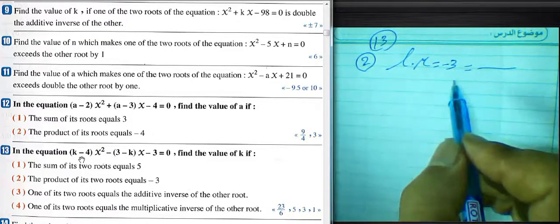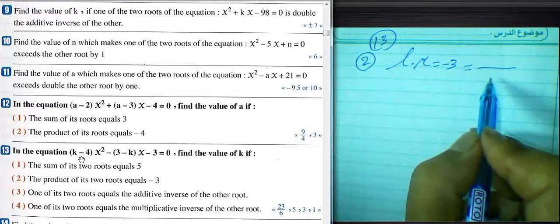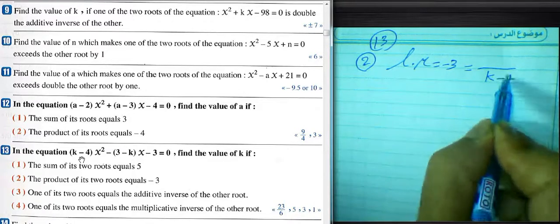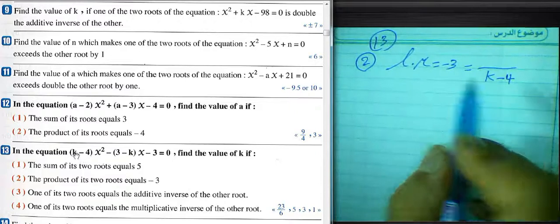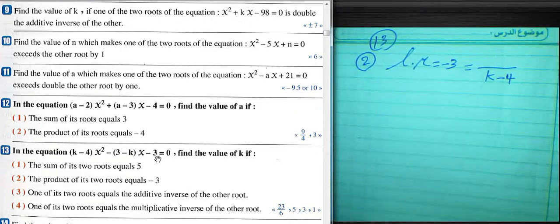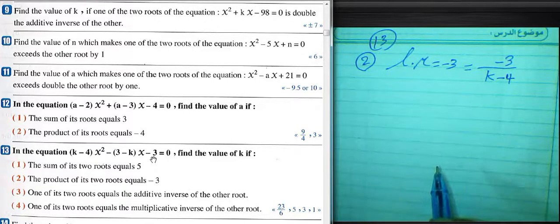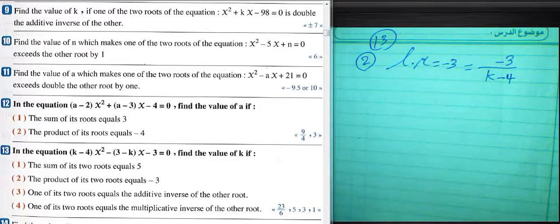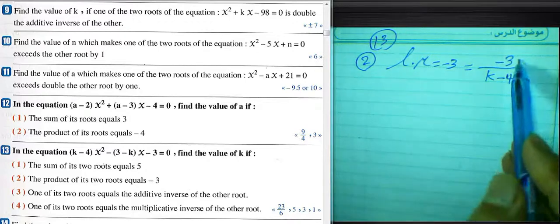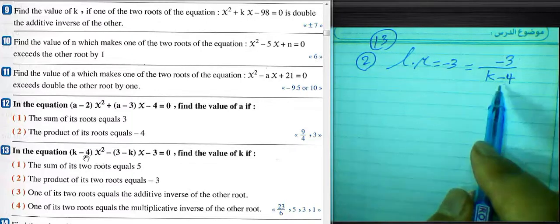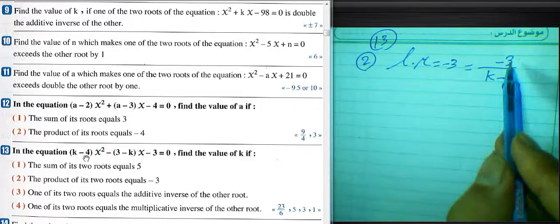result by dividing by the coefficient of x power 2. In the numerator, we can find k subtract 4 is the coefficient of x power 2. Look with me, the constant number equals -3 over k subtract 4. Constant number over coefficient of x power 2, the coefficient of x power 2 is k subtract 4, and the constant number equals -3.